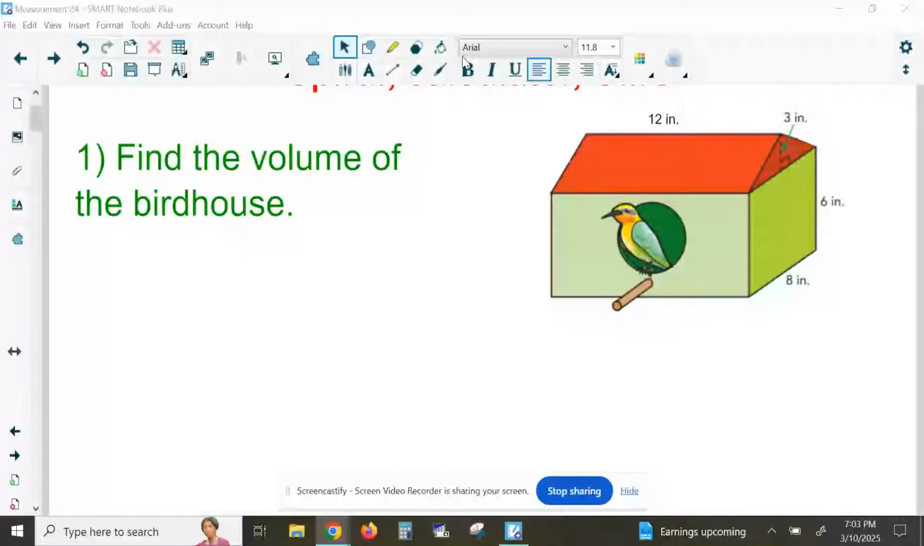Okay, this left side is a we do and the other side is a you do. So I'll do the we do's with you and then give you some hints for the you do's. Okay, so let's take a look at the first picture here. So we want to find the volume of the birdhouse.